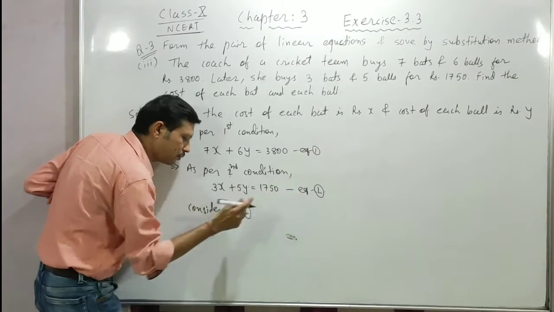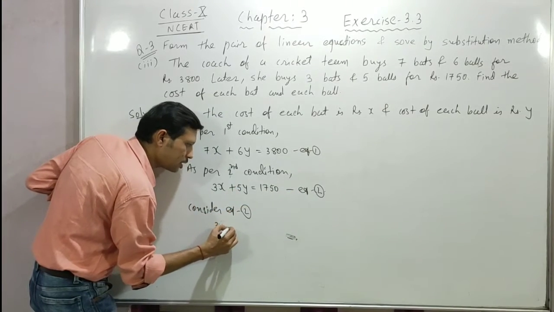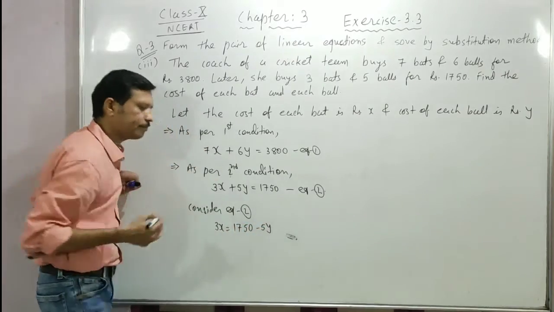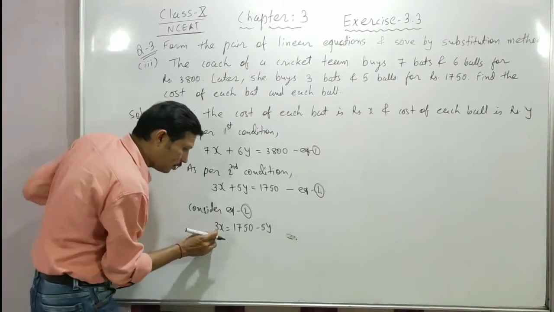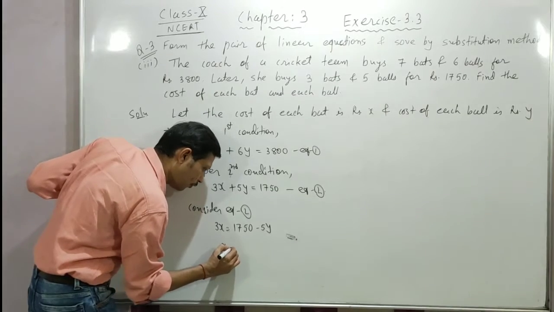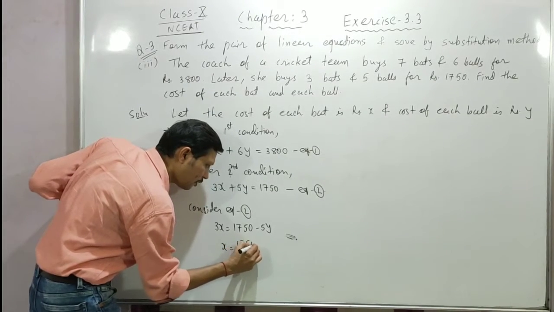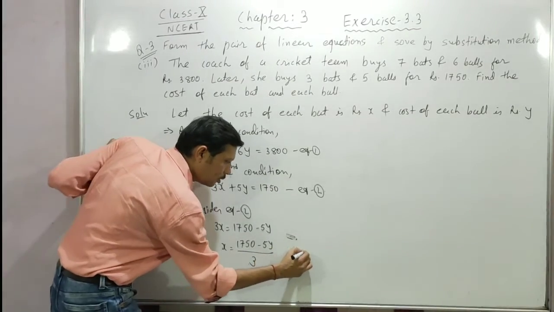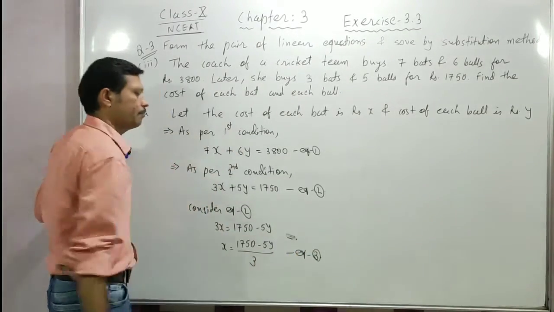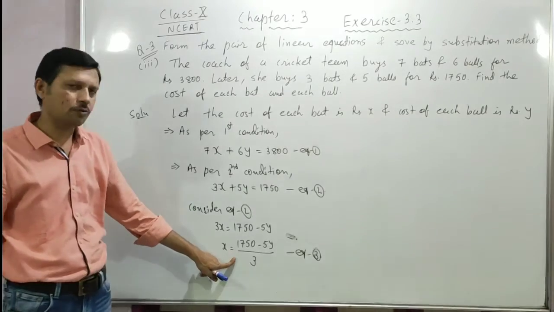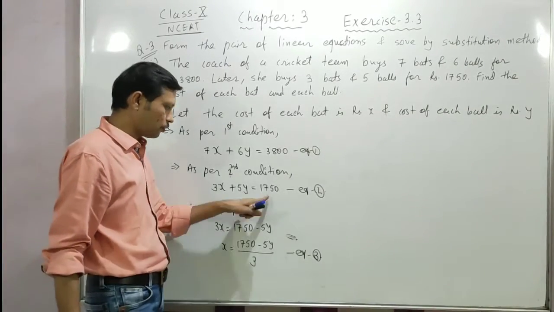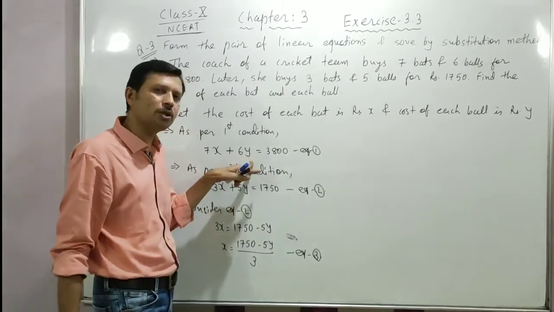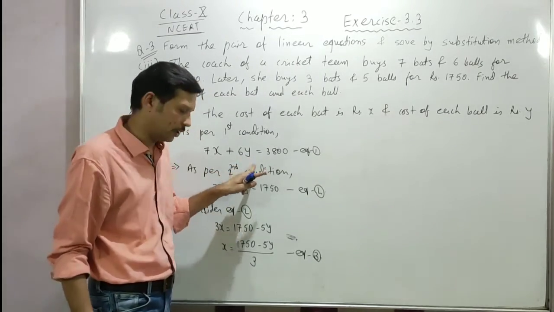So 5y we will shift here. 3x is equal to 1,750 minus 5y, and 3 will be in the denominator. So the value of x will be 1,750 minus 5y upon 3, and make it equation number 3. Now we will replace this value, derived from equation number 2, in the rest of the equation, that is equation number 1.